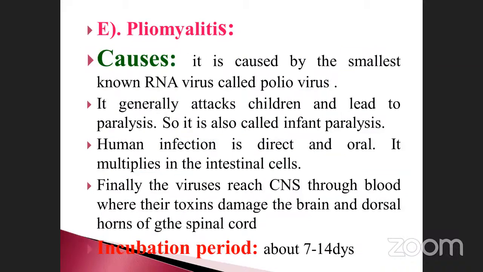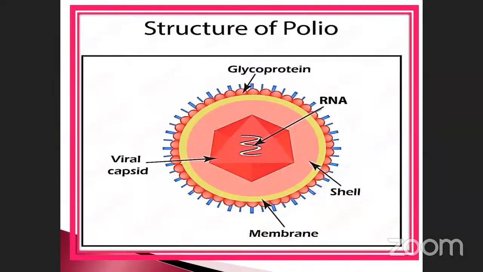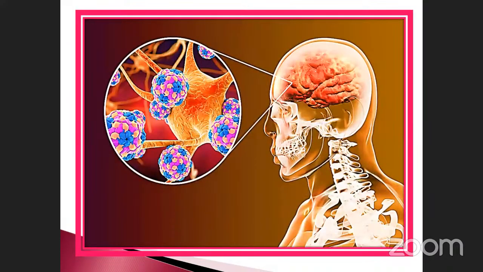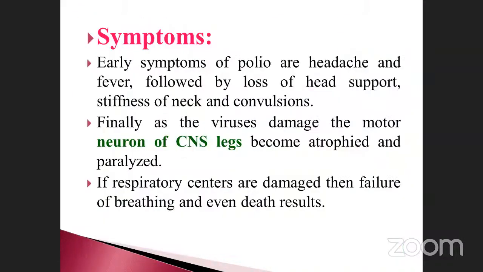What is the meaning of poliomyelitis? How does it spread? How is it affected? Those things we already studied. This is the poliovirus, and the structure of poliovirus we already covered. It affects the central nervous system, particularly brain cells, and also the leg. That is the motor neuron of the CNS to the leg. This is also very, very important, and it induces paralysis of the legs.